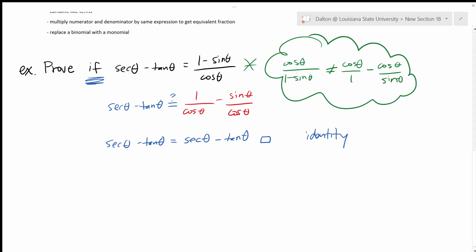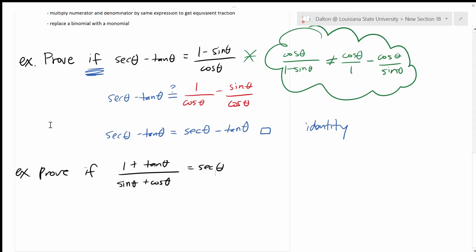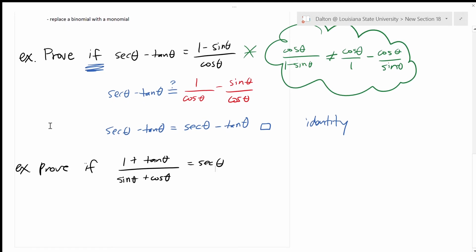Okay, let's do another one. I want you to prove that 1 plus tangent of theta over sine theta plus cosine theta is equal to secant of theta. 1 plus tangent of theta over sine theta plus cosine theta is equal to secant of theta.